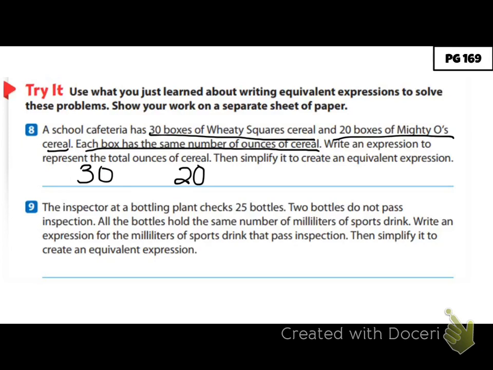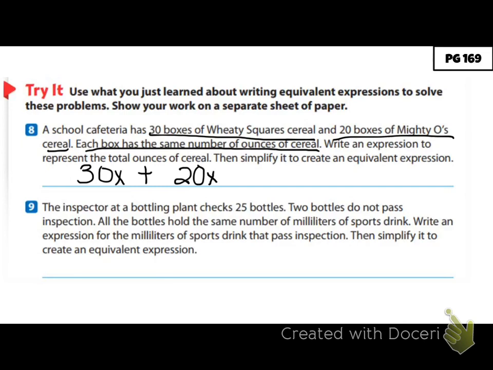Each one has the same number of ounces of cereal, but we don't know what that number of ounces is. So we have to use our variable for that. So 30 boxes at some number of ounces each, and then 20 boxes with some amount of ounces each. And if we're trying to find the total ounces of cereal, you would add. So now we have our setup, 30x plus 20x.